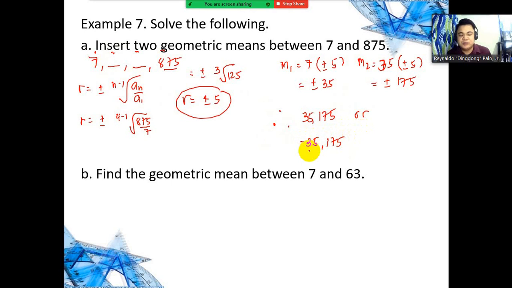Okay, so why did we have this kind of answers? Because the common ratio is positive and negative. The common ratio is either positive or negative because we extracted the roots.